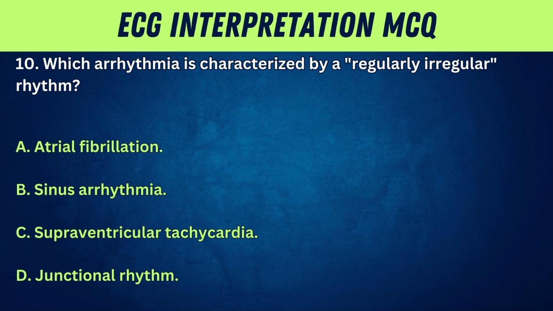10. Which arrhythmia is characterized by a regularly irregular rhythm? A. Atrial fibrillation. B. Sinus arrhythmia. C. Supraventricular tachycardia. D. Junctional rhythm.